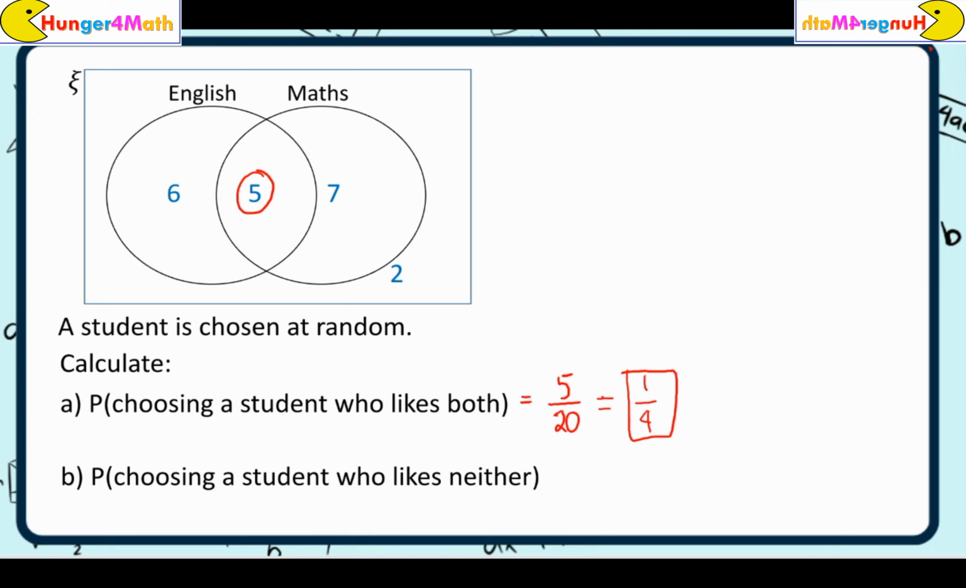Letter B, the probability of choosing a student who likes neither. And there are 2 students. So this is equal to 2 over 20. And we can still simplify. That is 1 over 10. So for letter B, the probability of choosing a student who likes neither is 1 over 10.